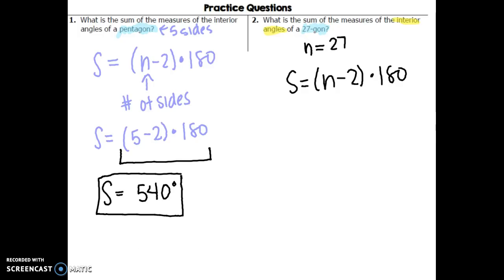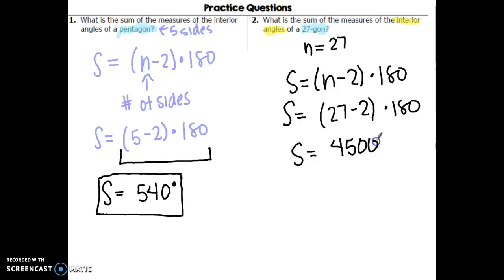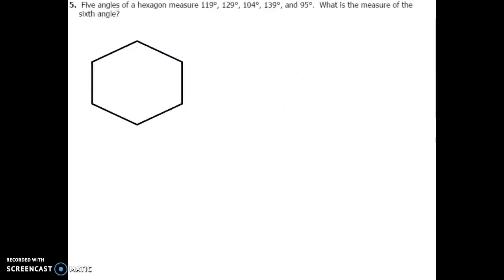So once you have called me over, you should have said that S is equal to 27 minus 2 multiplied by 180. And your answer should have been, I think, 4,500 degrees. And that is our answer. Not too hard, nothing too difficult there. Let's move on to our next problem. We will be moving to number 5.